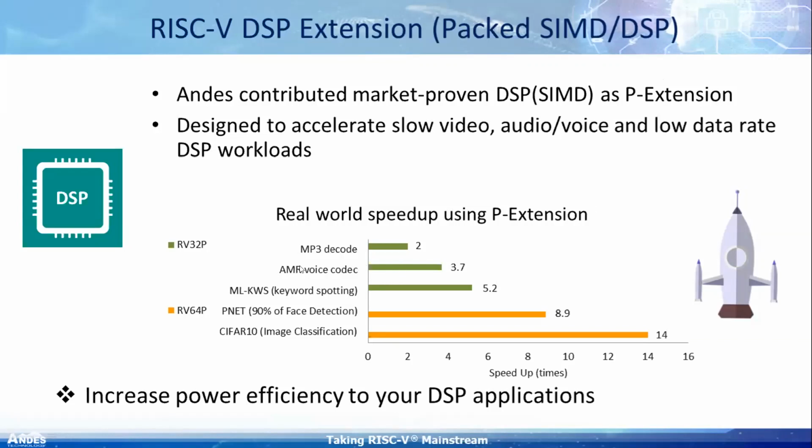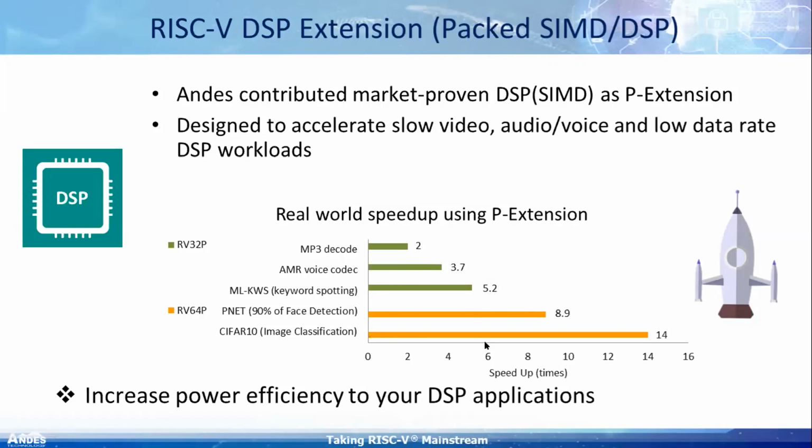If you're looking at some real-world examples, we measured on a device which has the P extension, and we compiled the program one time with P extension and one time without. On 32 bits, those are the green bars: for an AMR voice codec like in mobile phones, we can speed up by 3.7 times, and keyword spotting by 5.7 times. If we are measuring on 64-bit systems, face detection using a PIN sees a speedup of 8.9 times. And CIFAR-10 image classification, like what is in the image? Is it a house? Is it a car? Is it a horse? That can be sped up by 14 times.